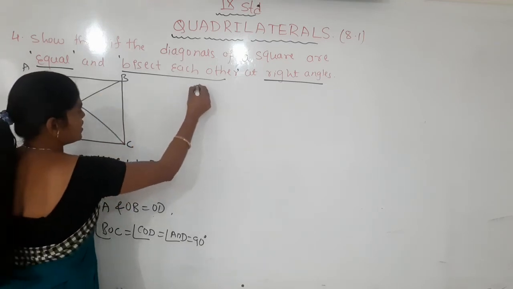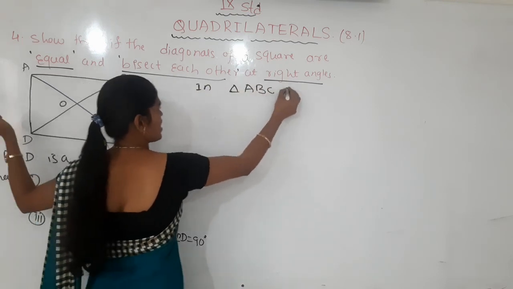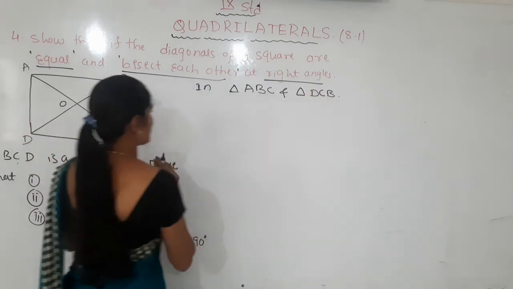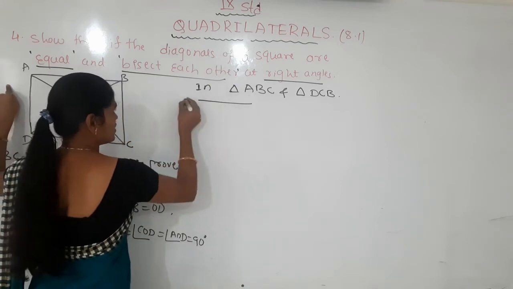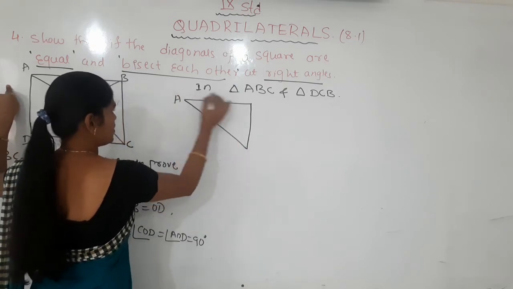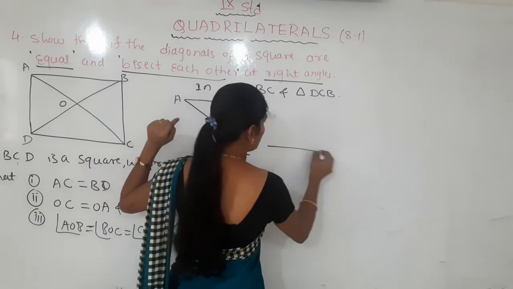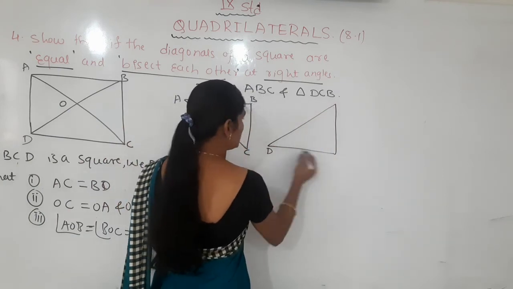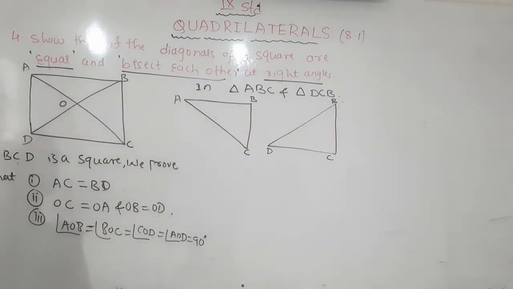Yes, in triangle ABC and triangle DCB. What is the first triangle here? ABC. And what is the other triangle? DCB. Okay, here what are the things that are the same?